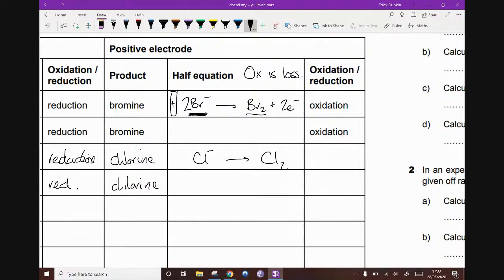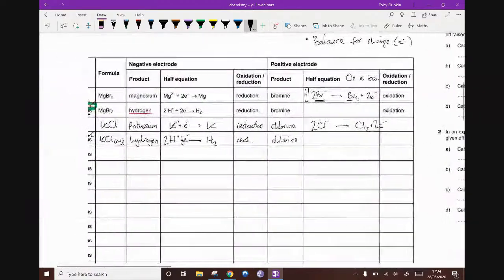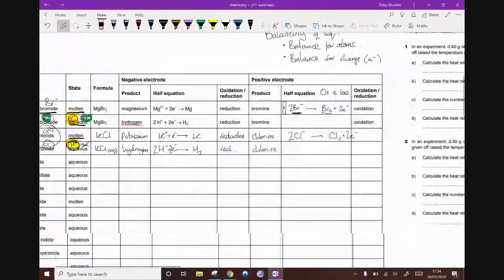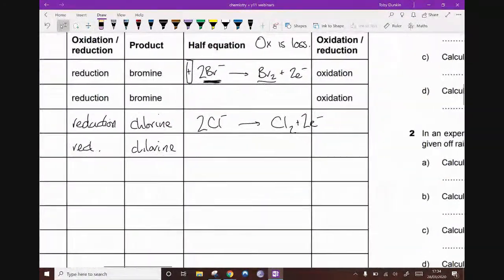Right. So I need to first of all balance for atoms. There we go. And now I need to balance for charge with the electrons. Now electrons are negative. They're going to get repelled by him. So they're going to end up on the other side. And I'm going to need 2 of them. Does that make sense? By the way, I will send you these worksheets. I'll email you them so you can have another go at them yourself in your own time.